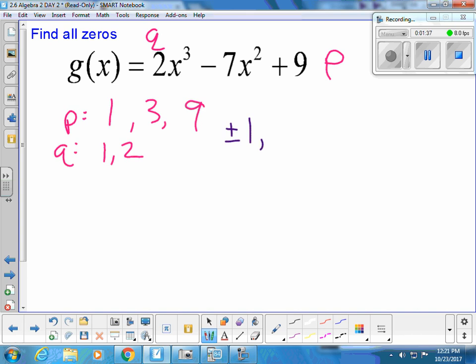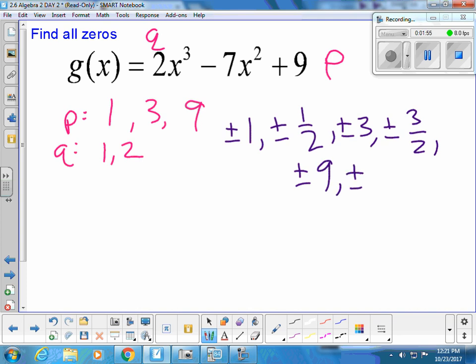Positive or negative 1 over 1, 1 over 2, 3 over 1, 3 over 2. You do have to put the positive or negative in front of every one. I'm sorry. I know it's a pain. Positive or negative 9 over 1, positive or negative 9 over 2.